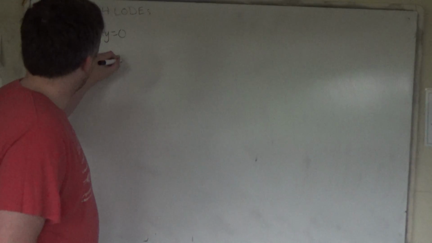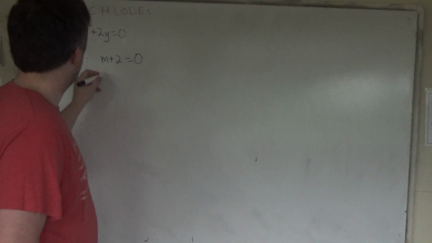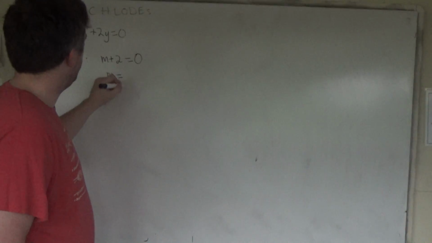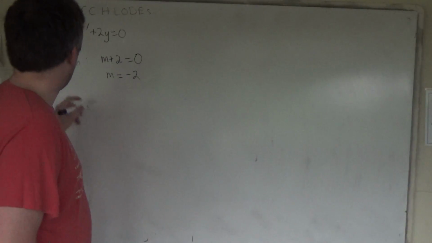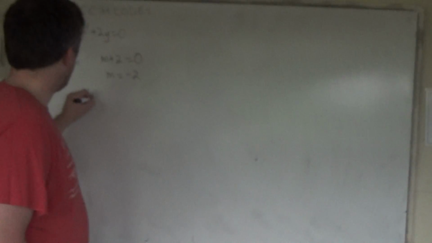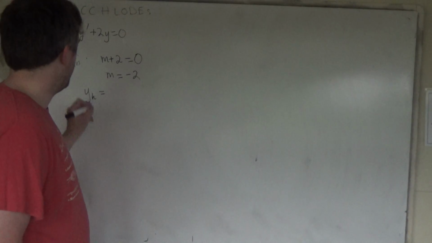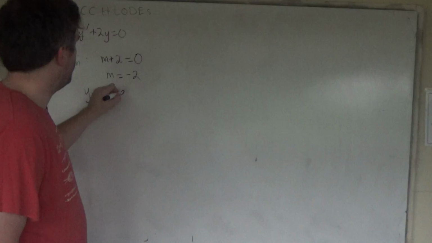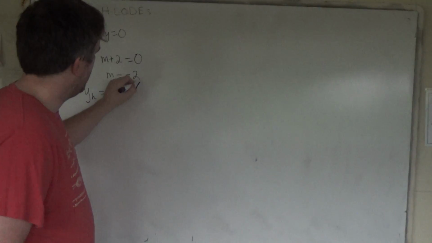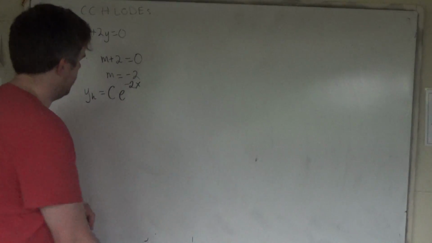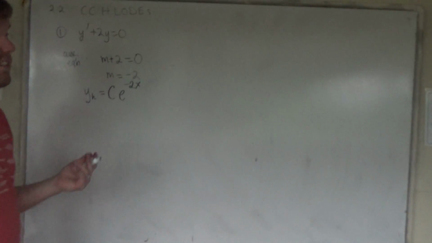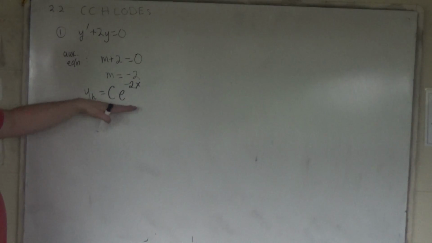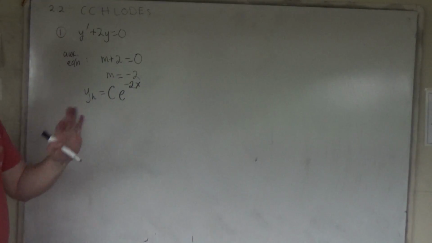The auxiliary equation is given by m plus 2 equals 0. Solving that, we get m equals -2. So our solution, which we're going to call y sub h, h for homogeneous, is any constant times e to the -2x. It's as easy as that. Solve your equation, it's e to the mx, more or less.